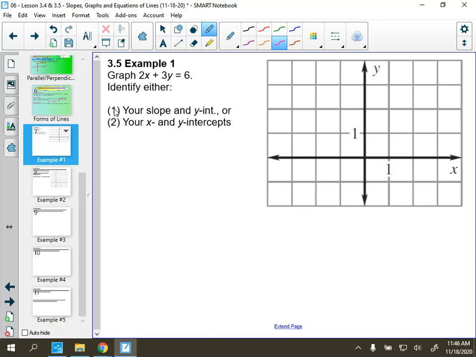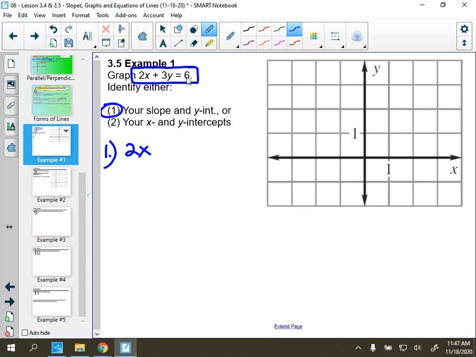I'm going to show two different methods. How would I graph this? Well, first off, what form are we in here? That was the one we just got done talking about. That's our standard form, 2x plus 3y equals 6. The problem with this form, why it's not great for graphing, is none of those numbers are my slope and none of those numbers are my y-intercept. Just the way it's written right now, I can't just look at it and say slope, y-intercept. So for option 1, we would identify our slope and our y-intercept.